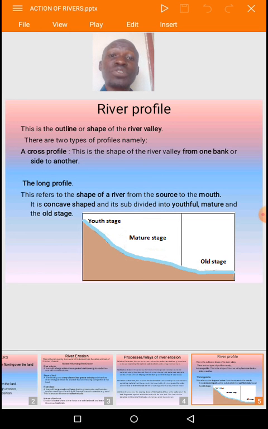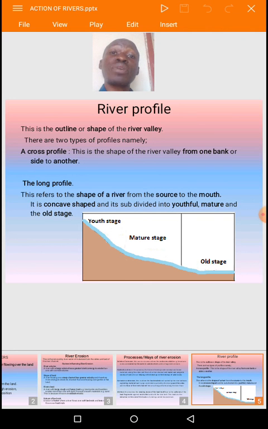There are two types of profiles. There is what you call a cross profile. This is the shape of a river valley from one bank to the other, from one side to the other, where you can even jump from one side to the other. So if you jump from one side of the river to the other side, that is a cross profile.